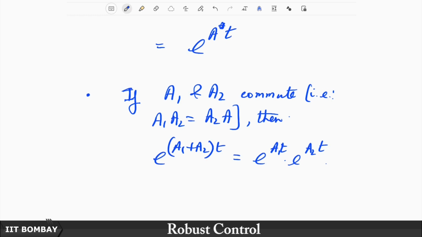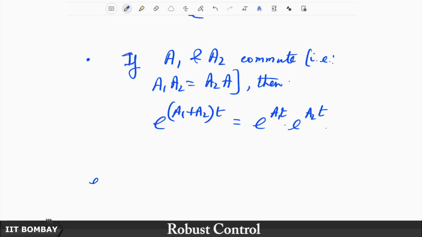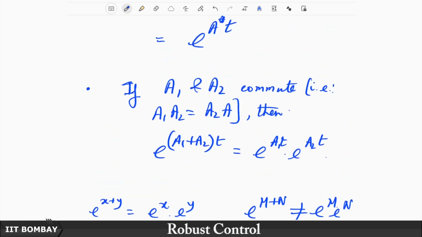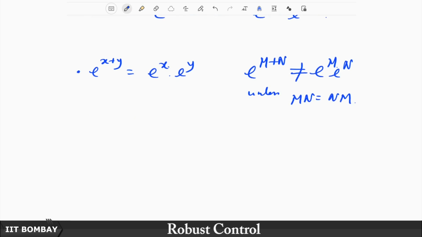So, unlike in the scalar case, this is where you have to be very careful. In the scalar case, you have e to the x plus y, and you can always write this as e to the x times e to the y. But matrix multiplication is a little special. In the matrix case, e to the (M plus N) is not in general equal to e to the M times e to the N unless MN is equal to NM. That is a very important thing to remember. In general you cannot split the matrix exponential of a sum of matrices into the product of the matrix exponentials of the individual matrices. That is only true if the two matrices whose exponentials you are interested in commute. These are some of the important properties.